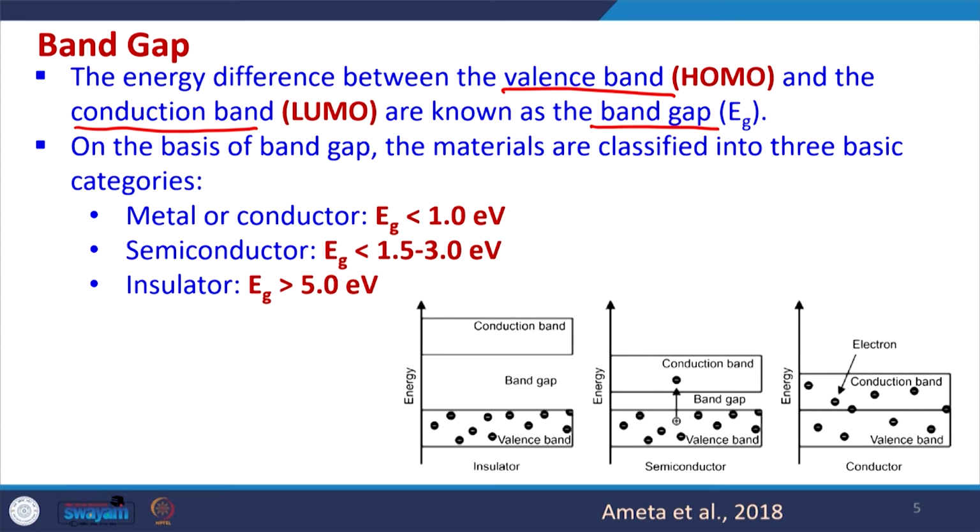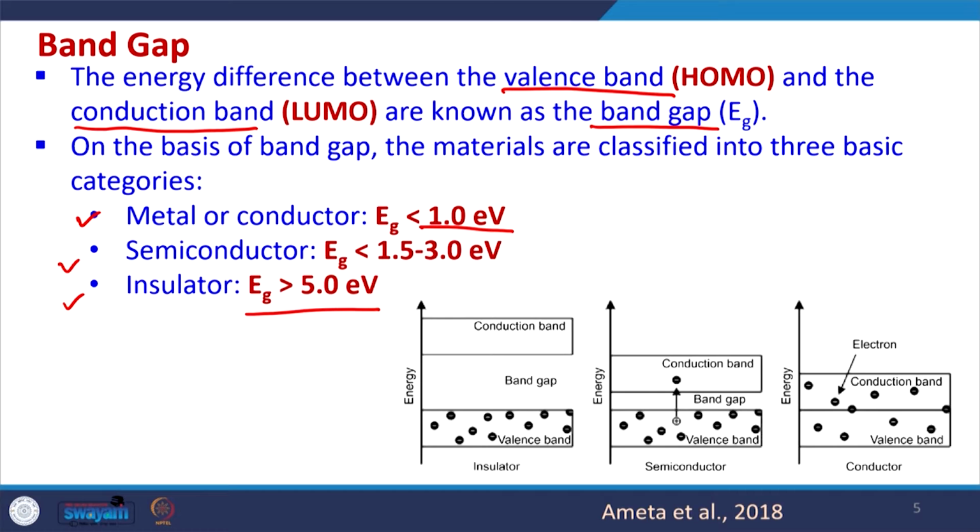On the basis of band gap, materials can be classified into three basic categories: metal or conductor, semiconductor, and insulator. Those having a band gap of less than 1 electron volt are called metals or conductors. Semiconductors are those having a band gap of more than 1.5, around 3 to 4, and up to 5 electron volt also. Insulators have a band gap of more than 5 electron volt.